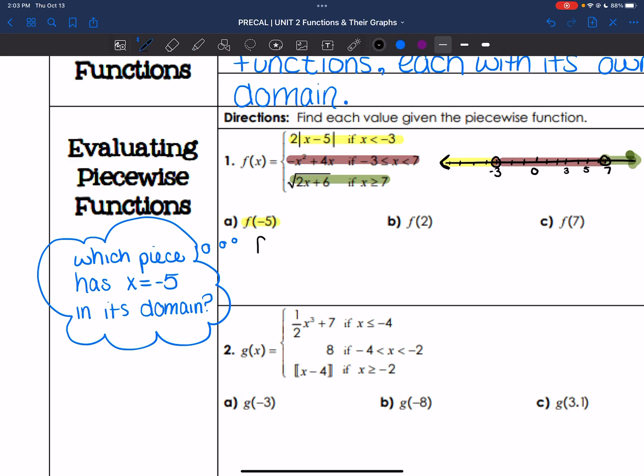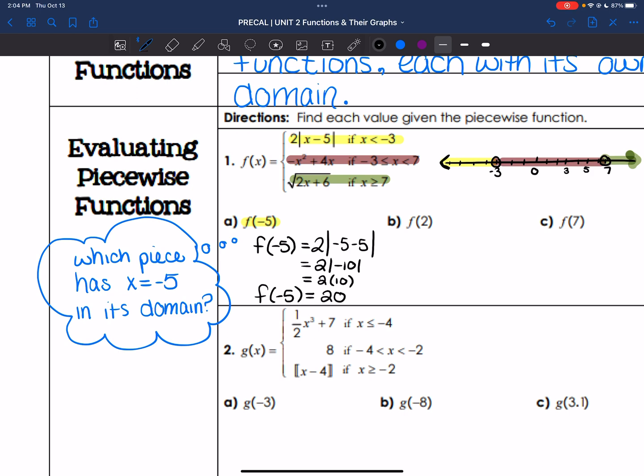To do so, we take that -5 and substitute it into the rule for that piece, which is 2 times the absolute value of your input minus 5. Well, what does that equal? If you simplified that expression, this is the same thing as 2 times the absolute value of -10. The absolute value of -10 is 10. And so the product there is 20. Our function at -5 is 20.